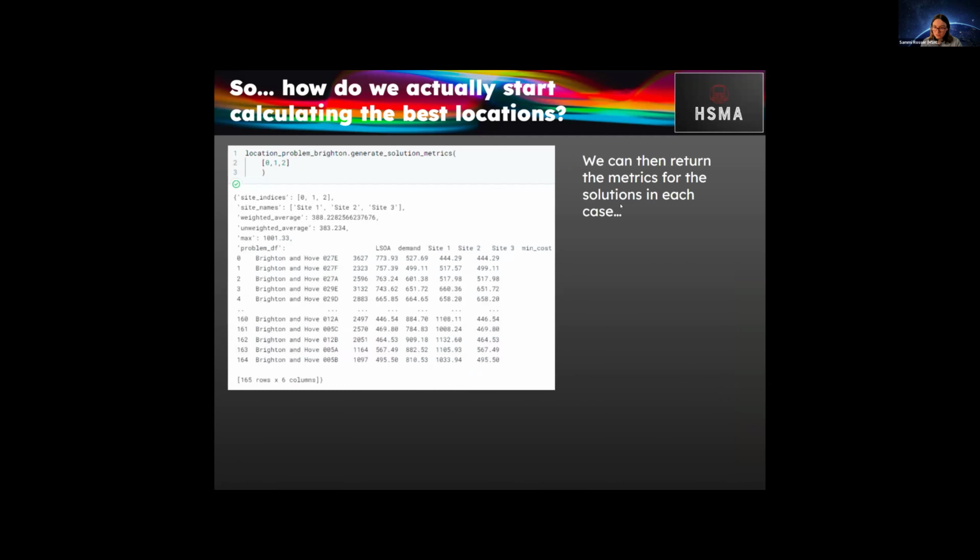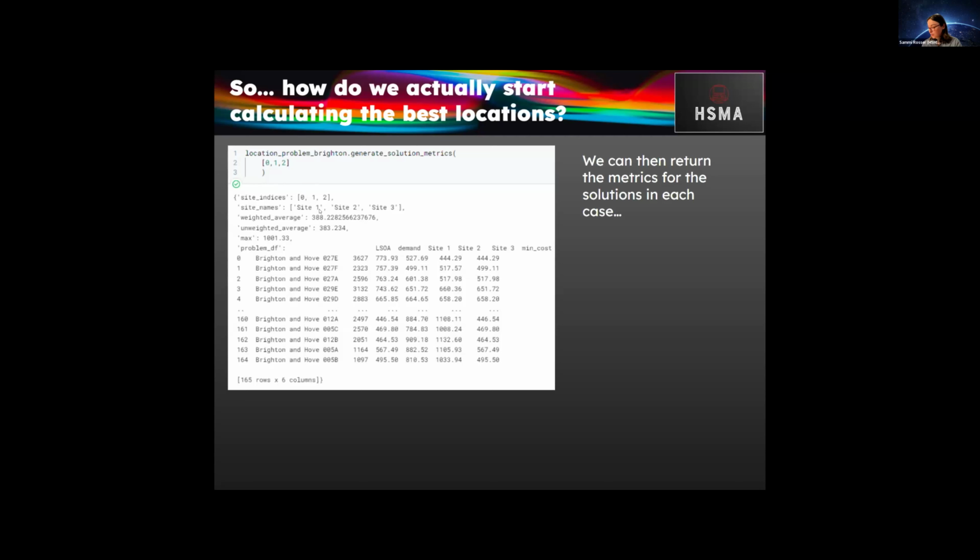We can then return the metrics for the solutions in each case. So we've got the location problem in Brighton. We're generating the solution metrics. And what we get is this output. We get a list. We said we wanted sites 0, 1, and 2, so we've got site indices 0, 1, and 2. It's returned the column names.